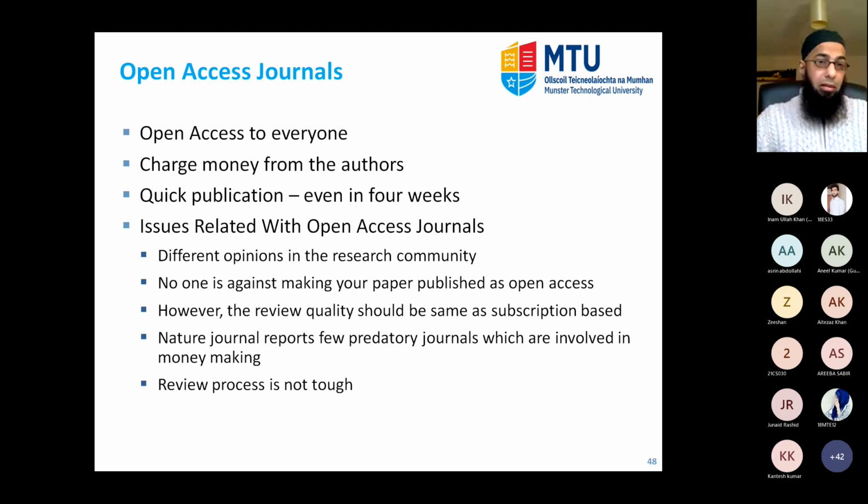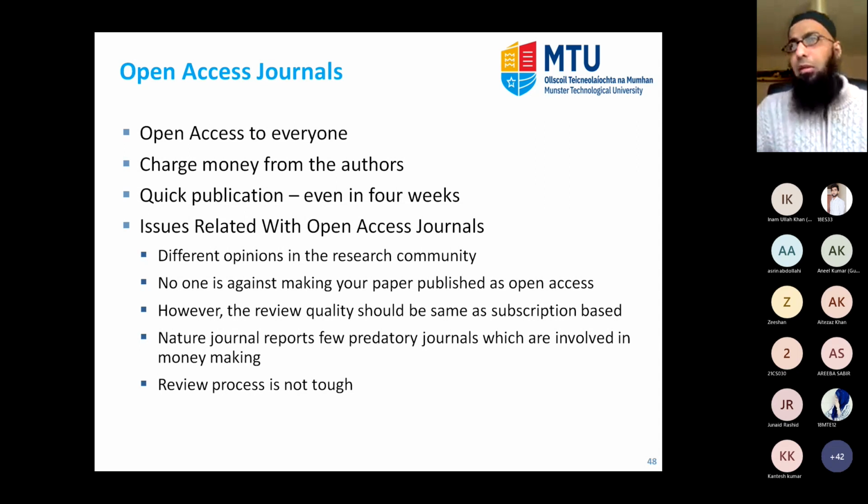But there are some advantages as well. For example, if you publish your article in a top-ranked journal, that journal may take 2 years to publish your article, and it is very disappointing for early career researchers, or for researchers in general, that the article is taking too much time. So one of the advantages of open access journals in general is that they try to provide you quick feedback and quick publication.